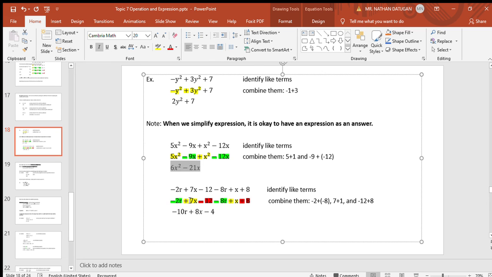Now you move on to the next term, 7x has a coefficient of 7, and we're going to combine that with x. Again, if you forgot what's the coefficient of a single variable, it's basically 1. So for 7x we're going to combine 7 with 1. 7 plus 1 is 8, and we copy the variable part x. Now the last part, the constant negative 12 has a like term with 8, and negative 12 plus 8 is negative 4. There's no variable part, so you don't need to put the variable part. So your final answer is this expression.